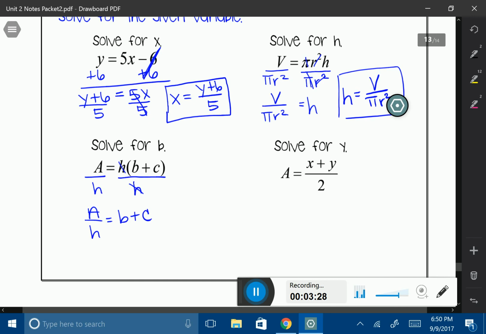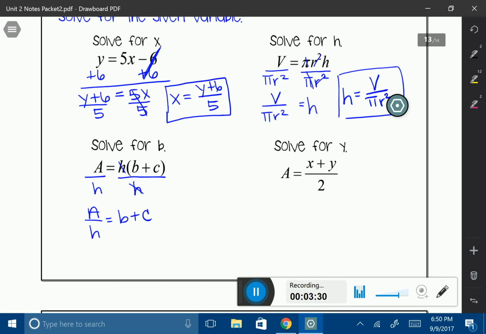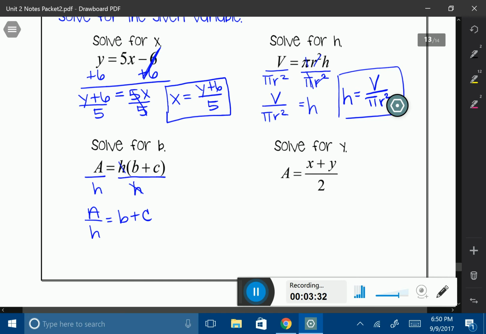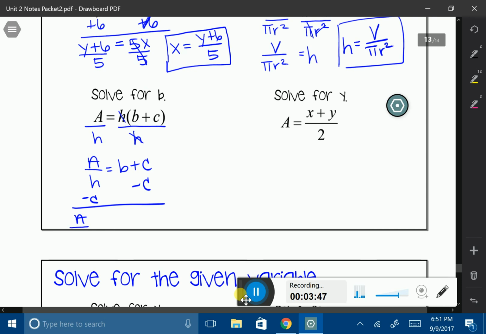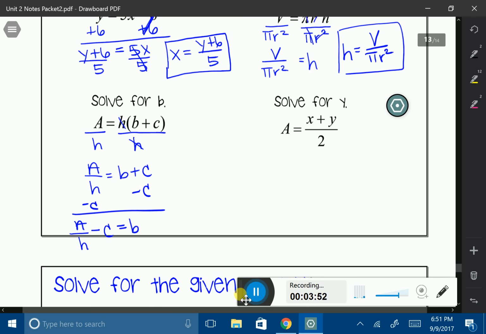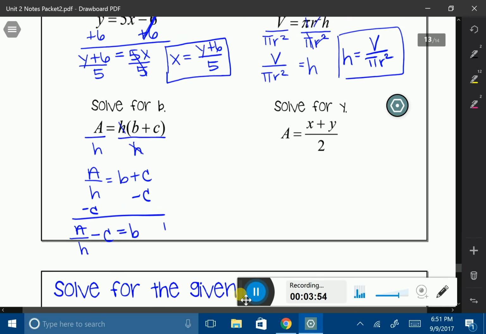Now, b plus c is a quantity, but at this point, there's nothing outside, so I can just write it without the parentheses. I want to get the b by itself, so I'm going to subtract c from both sides. I know it might feel a little uncomfortable, but we're going to get an answer of a over h minus c is equal to b. And if I put my variable on my left-hand side, I'll have b equals a over h minus c. And we solved for my variable.